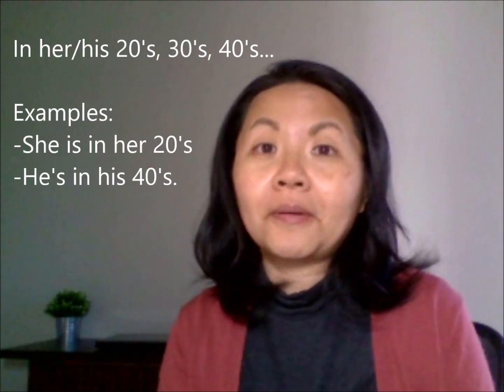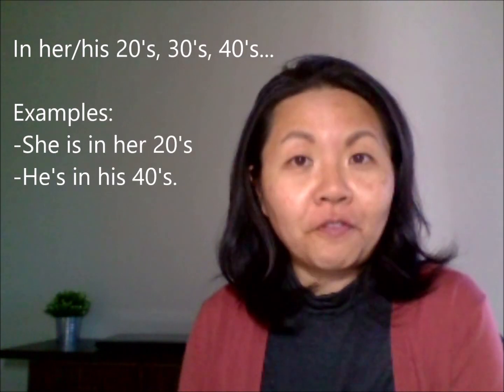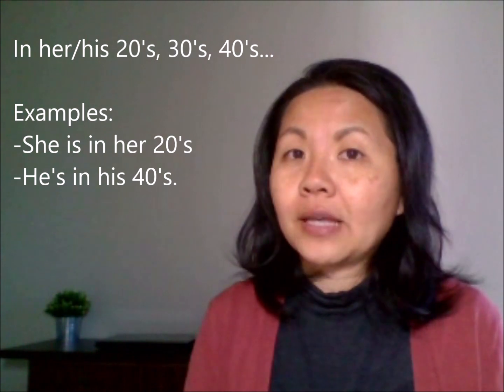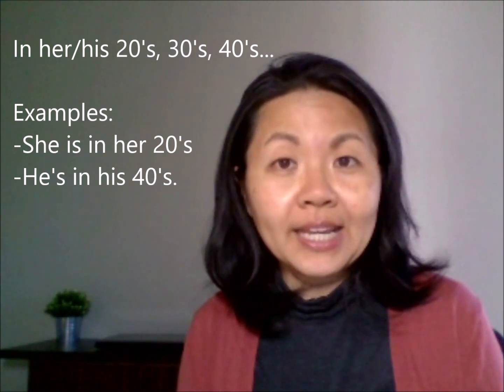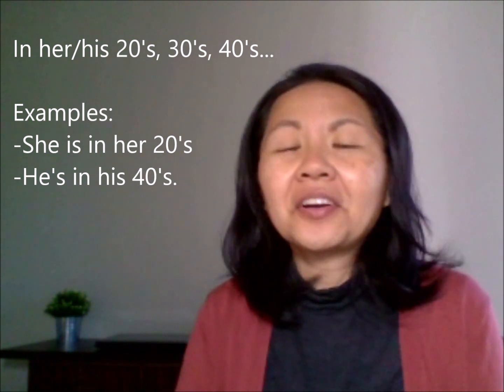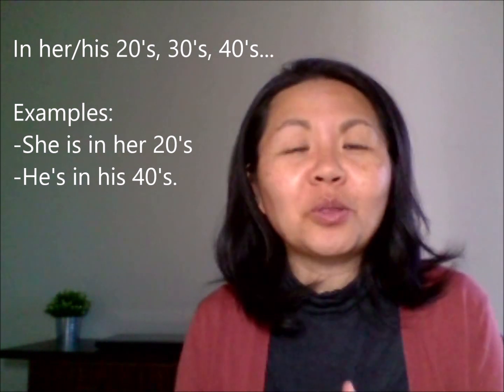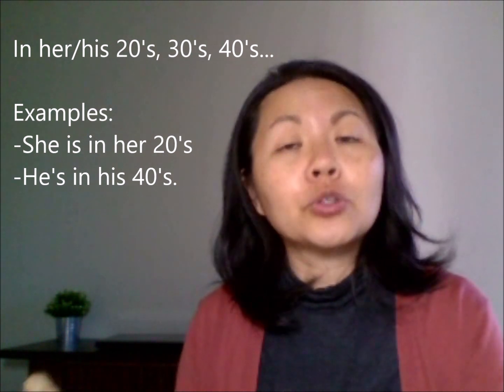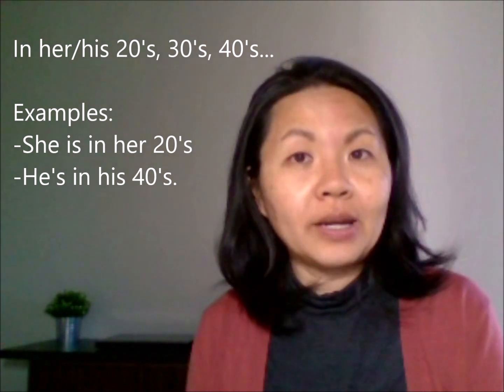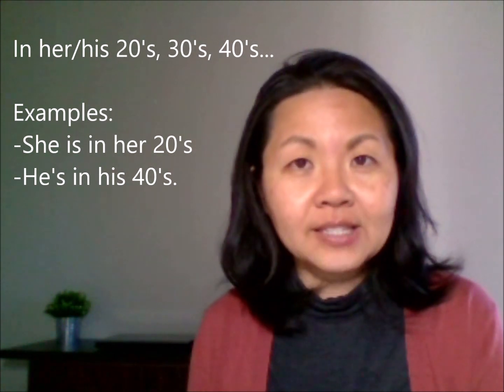Now, what if you don't really want to tell people your exact age? Here's a common phrase that we use, and that is 20s, 30s, 40s, or 50s. So I can say, for example, she is in her 20s. That means she is somewhere in the 20s, like 21, 22, 23, 28, in her 20s. So we say in her 20s, in his 20s, or in her 40s.